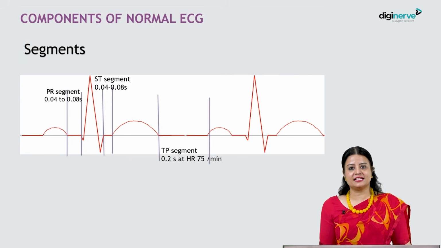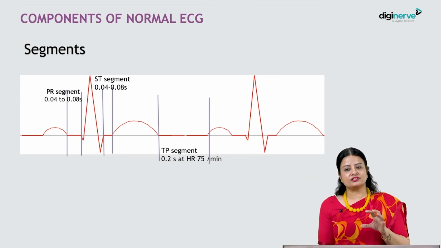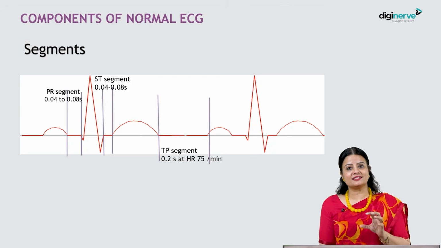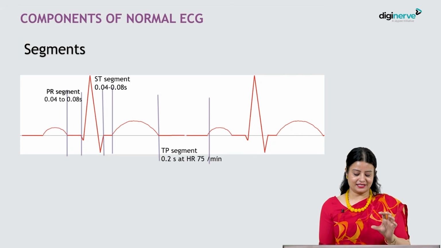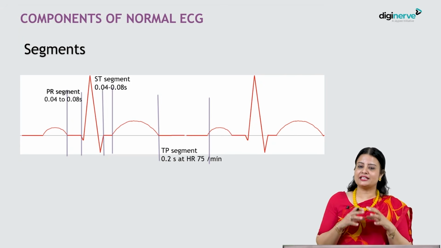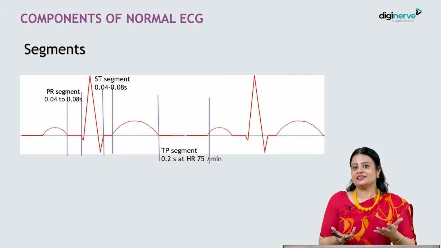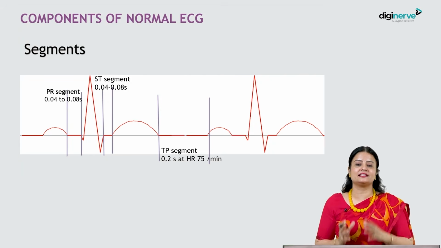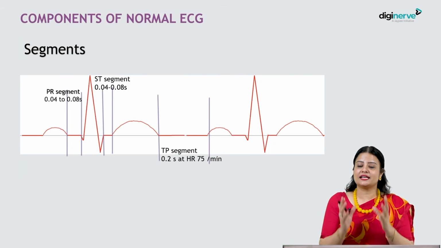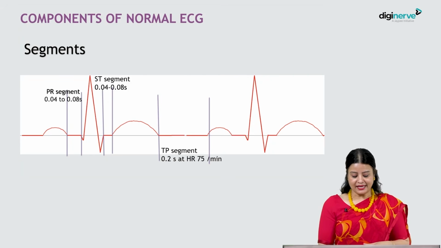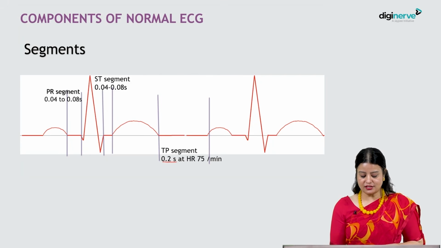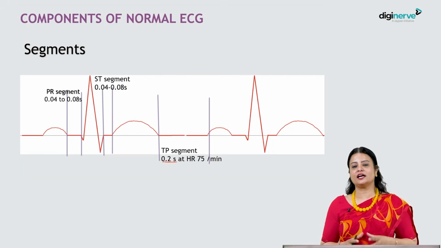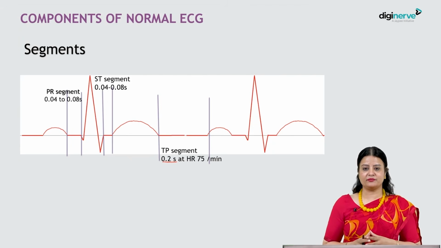The next is the TP segment. This portion denotes the time when the entire heart is polarized without any electrical activity. Here you can see the atria had already repolarized. The ventricles have also now been repolarized. The entire heart is relaxing in the polarized state, right? And its duration is 0.2 seconds if the heartbeat is at around 75 beats per minute.